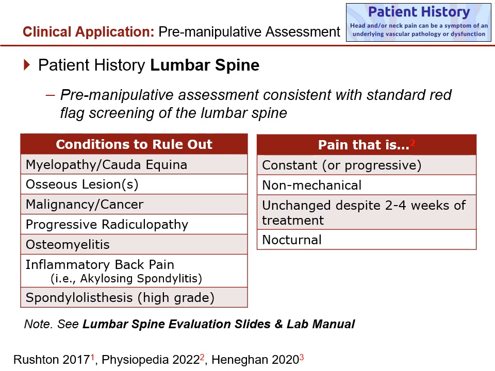But the conditions that you're looking to rule out are myelopathy and or cauda equina, osseous lesions, malignancy and or cancer, progressive radiculopathy, osteomyelitis or recent infection, inflammatory back pain such as ankylosing spondylitis, and then spondylolisthesis of a high grade that would otherwise put someone in an unstable segmental positioning. Same as what you had in the thoracic spine, constant or progressive pain that's non-mechanical, unchanging despite 2 to 4 weeks of treatment, and nocturnal in and of itself.